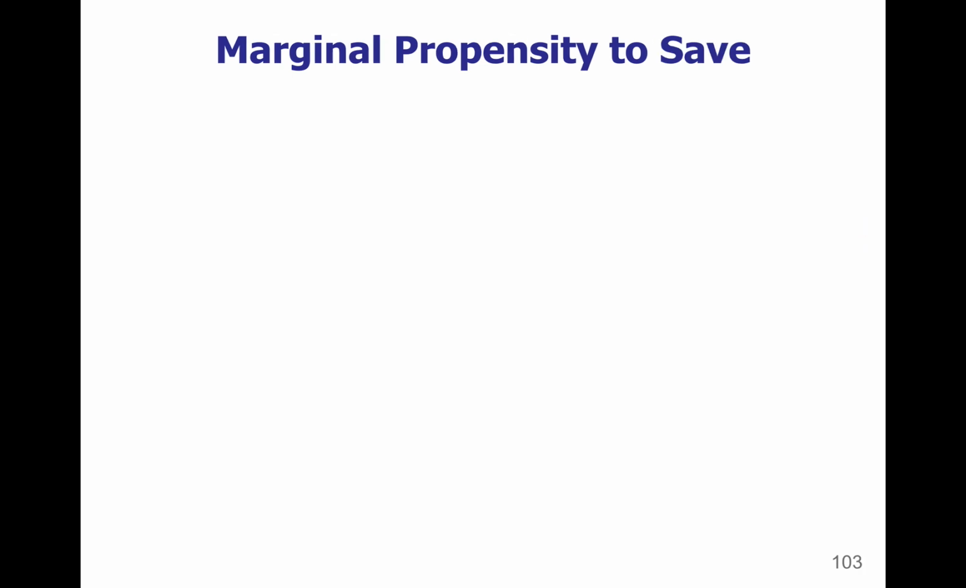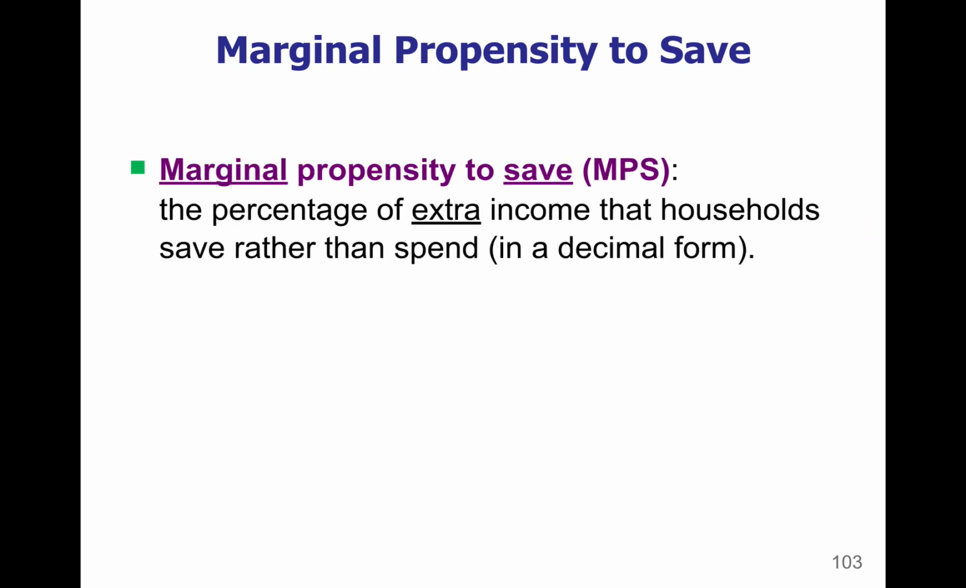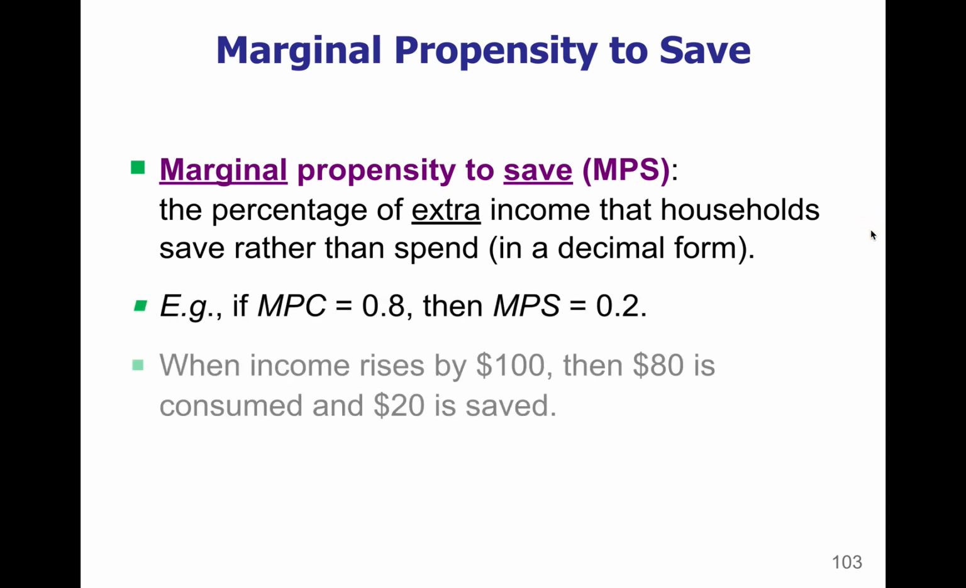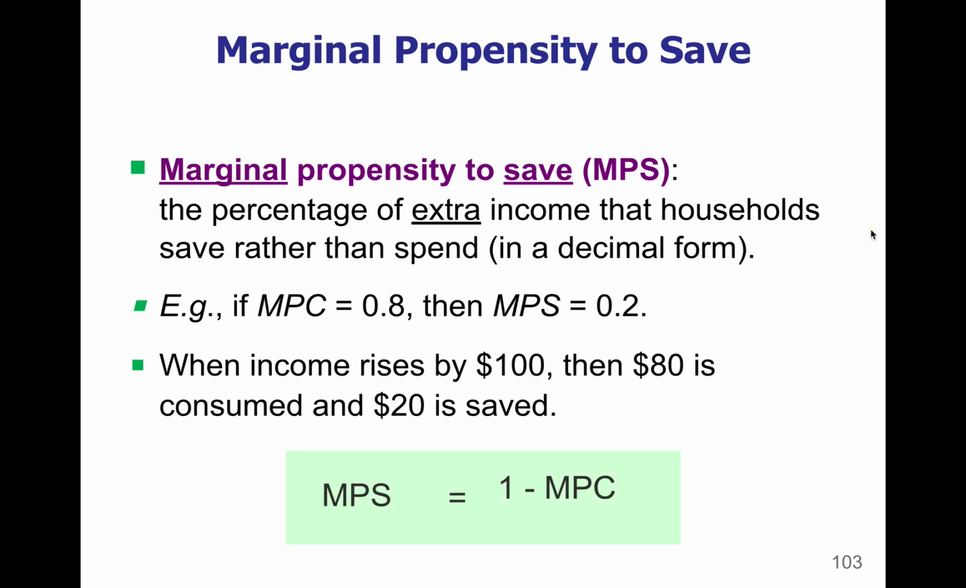Now, whatever you don't consume, you save. Money has to be either spent or saved. So your marginal propensity to save, or MPS, is the percentage of your new income that you chose not to spend, and actually chose to save. It is also in decimal form. So if your MPC is 0.8, then your MPS is 0.2. Or the $100 that you received for Christmas, you spent 80, you saved 20. Your MPS is always 1 minus MPC.